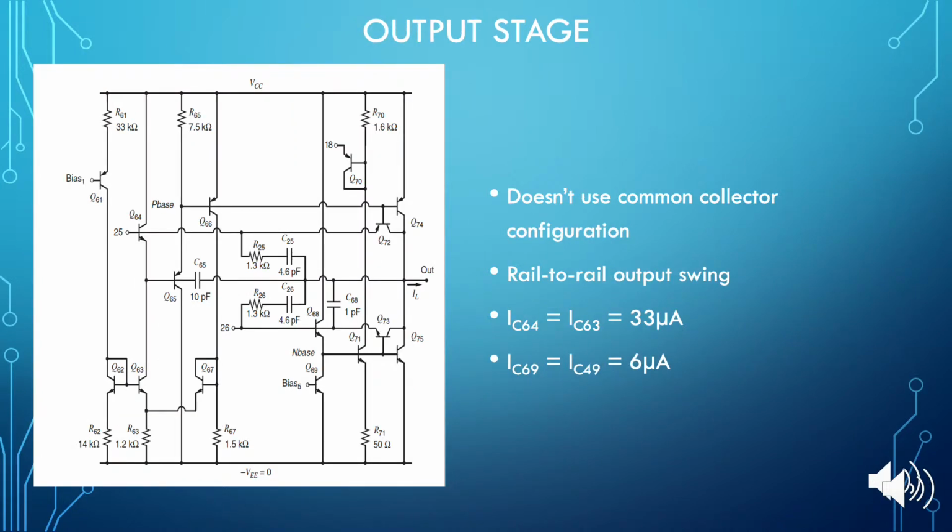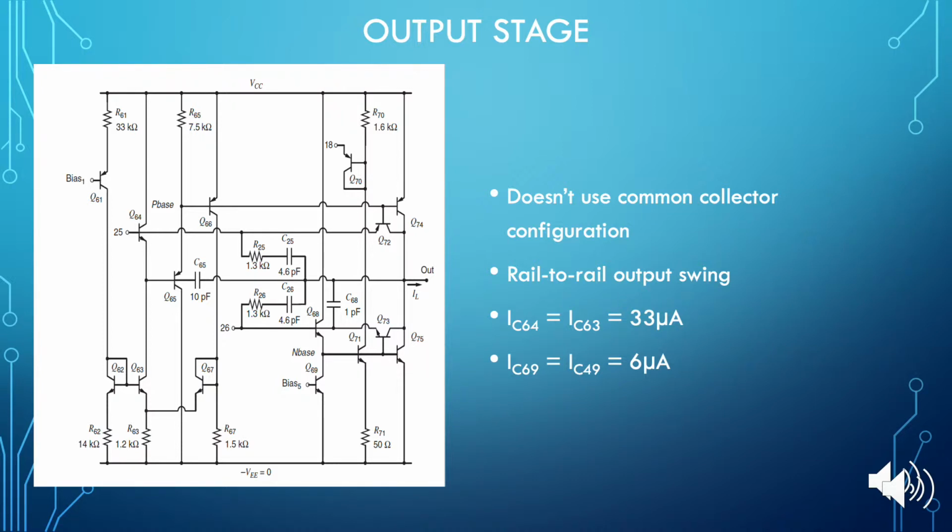For the output stage, the transistors are not in a common collector configuration to drive its output, but it's driven by a common emitter transistor configuration, which is seen in transistor 74 and 75. Nodes 25 and 26 are the inputs of this stage and the outputs of the second stage, and capacitors 25 and 26, along with resistors 25 and 26, are for frequency compensation.